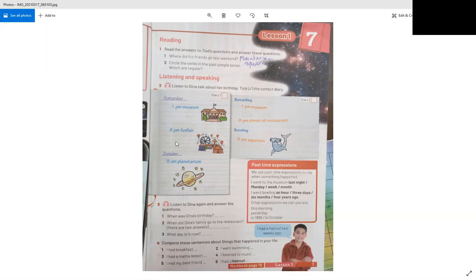Now we have something like a diary. Okay, a diary here, this word means something where you write what you're going to do. Okay, this is a diary. Here, in the diary, he wrote that on Saturday at 1 p.m. he went to the museum. At 8 o'clock p.m. he went to the fun fair. And on Sunday he went to the planetarium at 9 a.m. Okay, it means that his friends went to the planetarium.